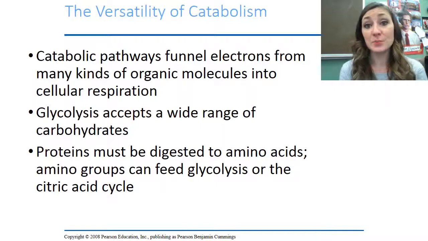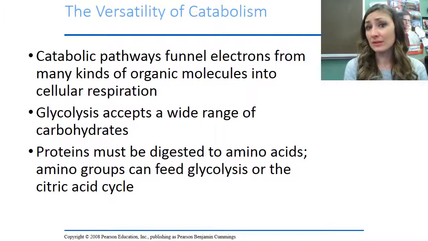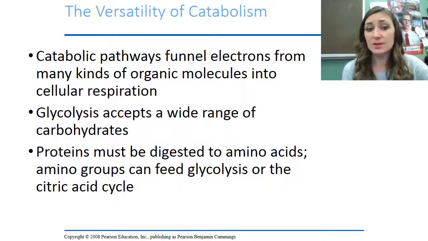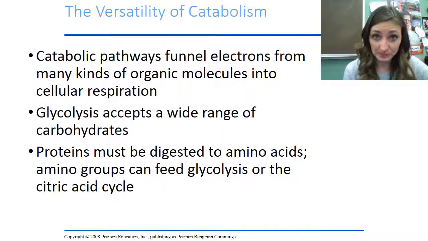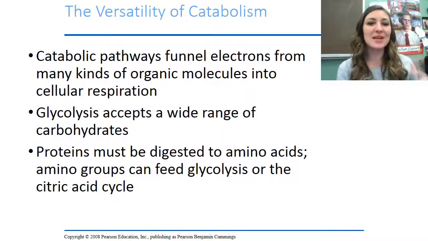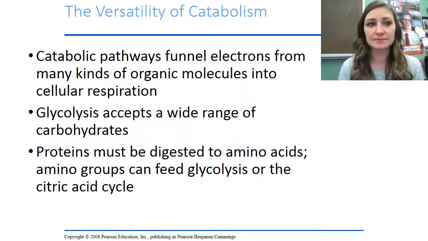Catabolic pathways are those that break down molecules. So we can break down not only carbohydrates, but we can break down lipids, we can break down proteins. Glycolysis will accept a multitude of different carbohydrates. The one thing about proteins, though, is that they do have to be broken down into amino acids, and your amino groups by themselves can feed glycolysis or the citric acid cycle. Either way, though, because of the breakdown of those macromolecules, we can get electrons to funnel into oxidative phosphorylation and make a ton of ATP and release a bunch of energy.